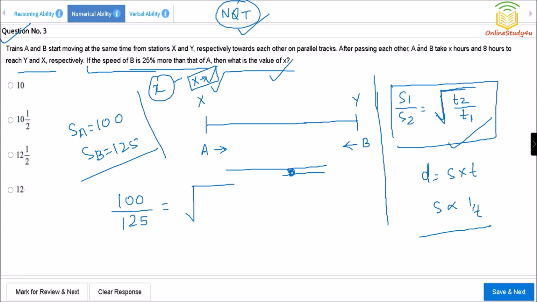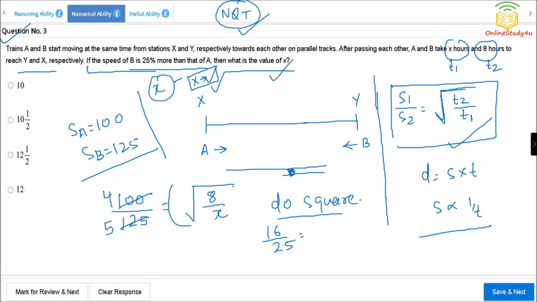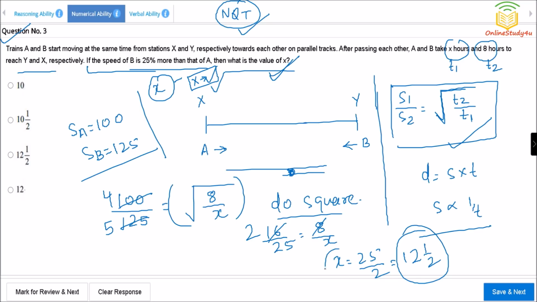Now time. Friends, A reaches in X hours and B reaches in 8 hours. So time 2 is nothing but 8 and time 1 is nothing but X. So 8 divided by X. Now 25 fours are 100, 25 fives are 125, so 4 by 5. Now do a square on both sides. So 16 divided by 25, if we make a square of this particular value, it will become 8 by x. So x will be 8 into 25 by 16, that is nothing but 25 by 2, that is 12 1 by 2. Now they are asking what is the value of x, so we have calculated the value of x, and that is nothing but 12 1 by 2.